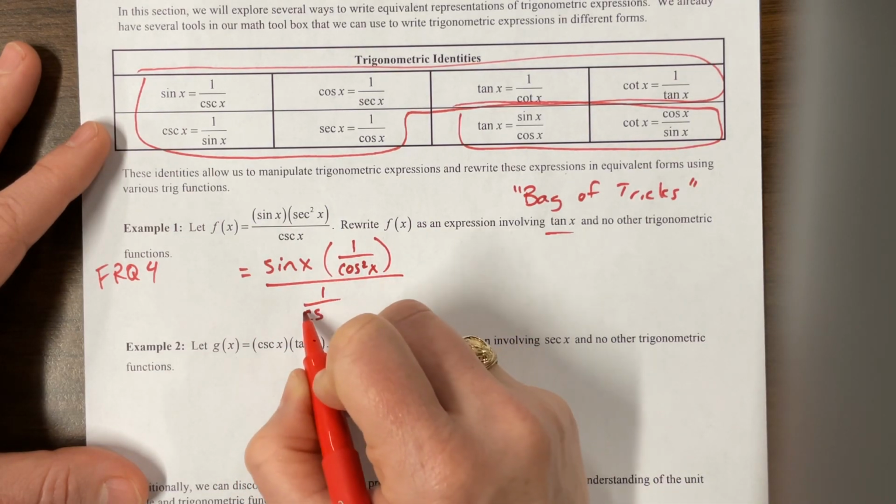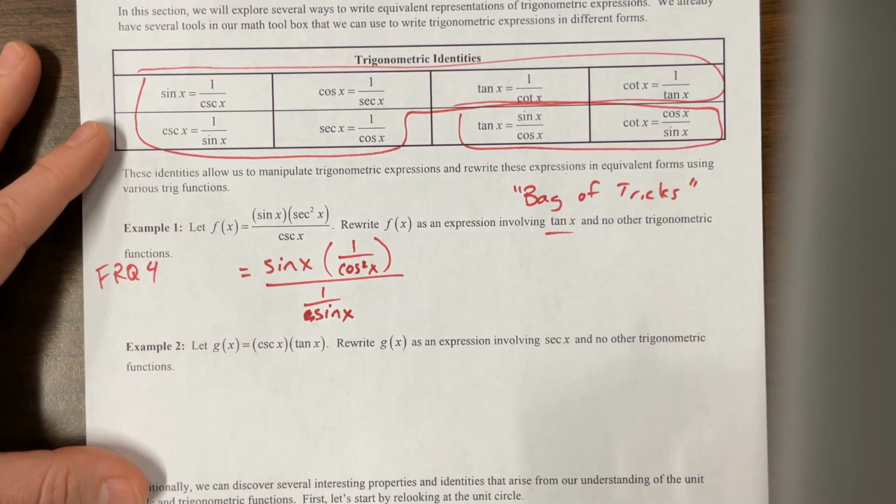Oh, what am I doing? Cosecant is 1 over... Okay, you know what? I really need my reading glasses. Y'all don't get old.